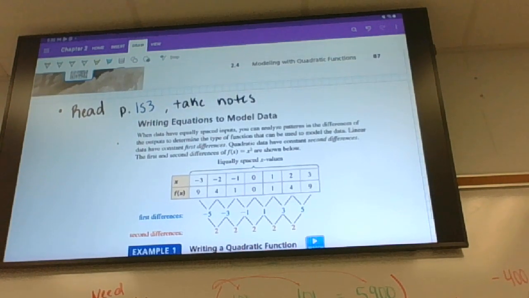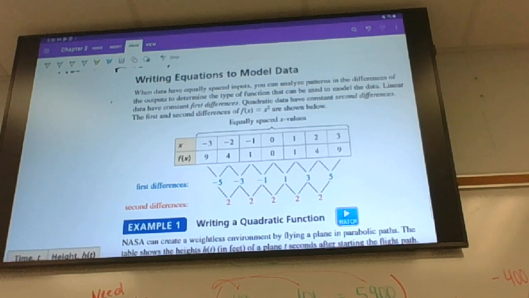I'm going to tell you a little bit of background information. The first part of this page is not the work. Okay, so don't write this down. Don't stress out about it. This is not something that you're going to want to answer a question about. It's just a little bit of background information about tables. It says writing equations to model data.